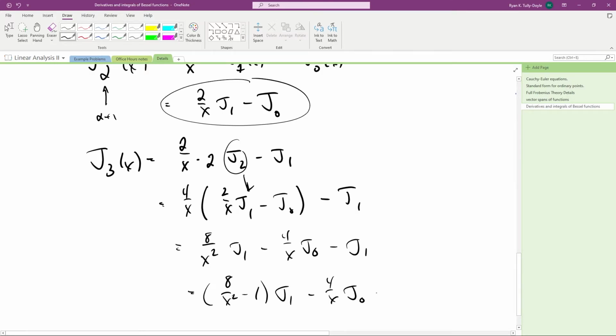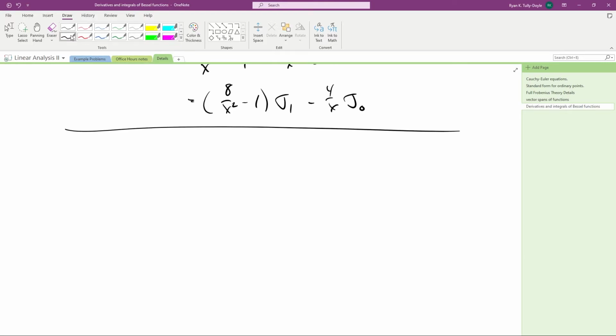So as the Bessel functions get higher in order, the combinations of the J0 and the J1 get more complicated, but it's nice to know that in theory, we can actually write down express formulas for Jn of x, where n is some integer, in terms of our starting Bessel functions J0 and J1.